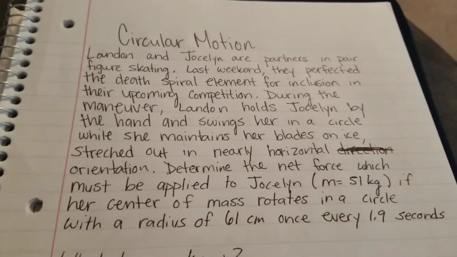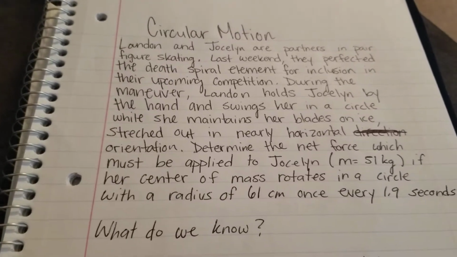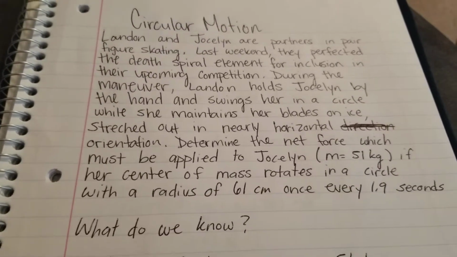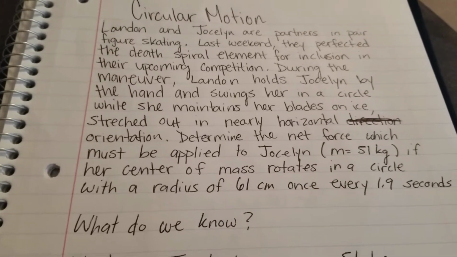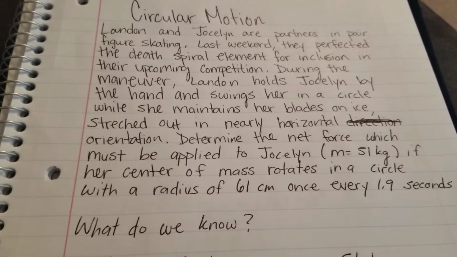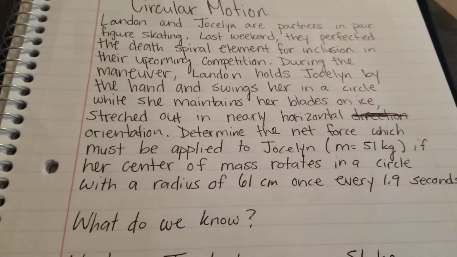Alright, for this reassessment, we're going to be focusing on circular motion. In the problem, it states Landon and Jocelyn are partners in pair figure skating. Last weekend, they perfected the death spiral element for inclusion in their upcoming competition.